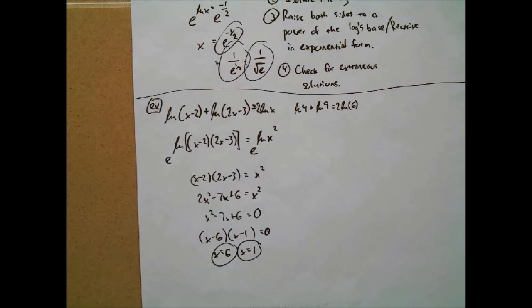2 natural log of 6. What's that going to really be? 36 as well, right? Because the 2 can become the exponent of the 6, so it's 36. And so we get natural log of 36 equals natural log of 36. Check, it works.